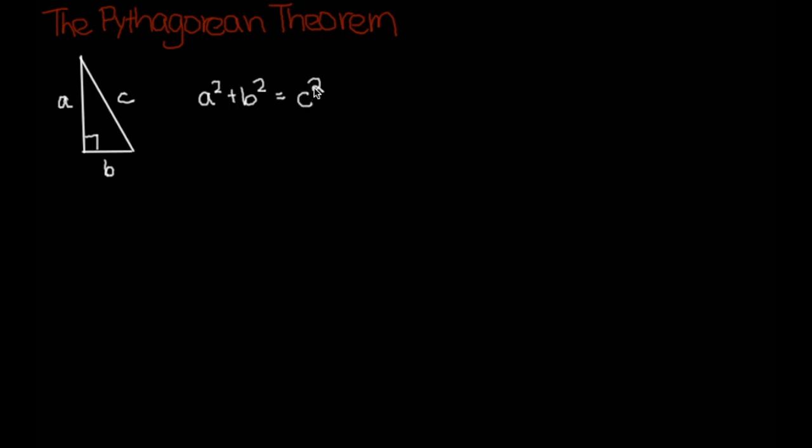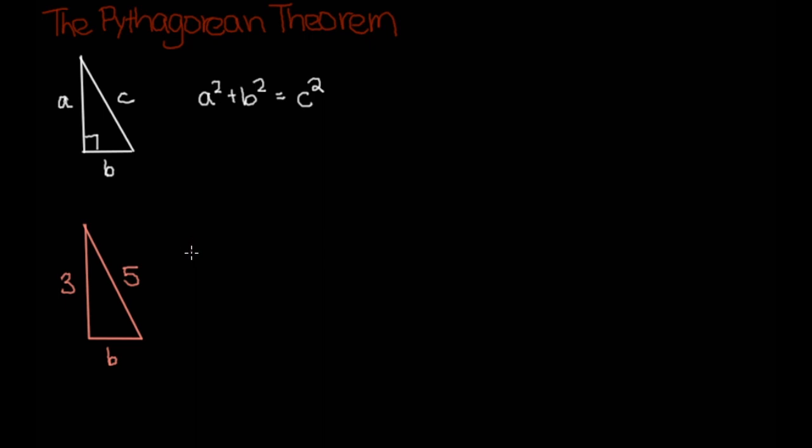Now what does the Pythagorean theorem allow us to do? The Pythagorean theorem allows us to determine the length of any side of a right triangle if we are given the lengths of the other two sides. Let's say we have a right triangle, and this right triangle's hypotenuse is 5, and one of its legs is 3. This is the unknown, and we want to calculate the length of this remaining side, which we can call b.